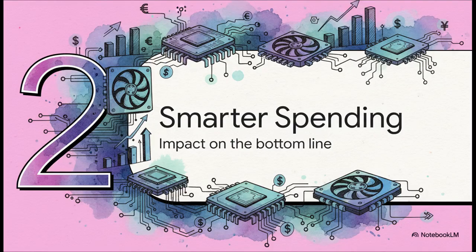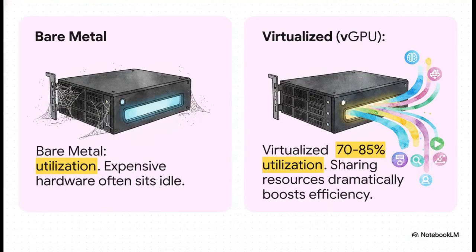So where do these big advantages really start to show up? Well, let's begin with the one that gets everyone's attention, the bottom line. We're talking about smarter spending and getting a way better return on your investment. And it all starts with using your super expensive hardware a lot more efficiently. Just look at this comparison. It's pretty stark. On bare metal, it's not uncommon for your pricey GPUs to be just sitting there idle more than half the time. Think about that. All that investment just waiting. But with virtualization and vGPU, you can share those resources, and utilization jumps way up to 70, maybe even 85%. You're squeezing so much more value out of every single dollar you spent on that hardware.